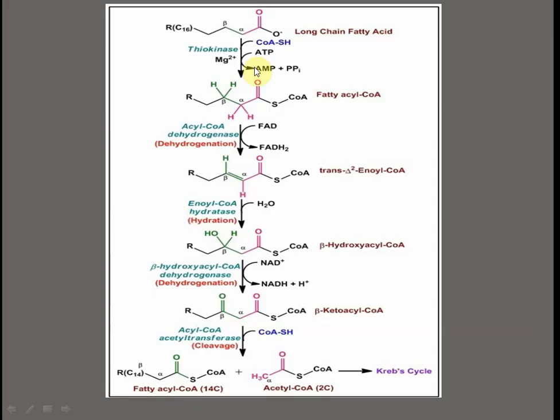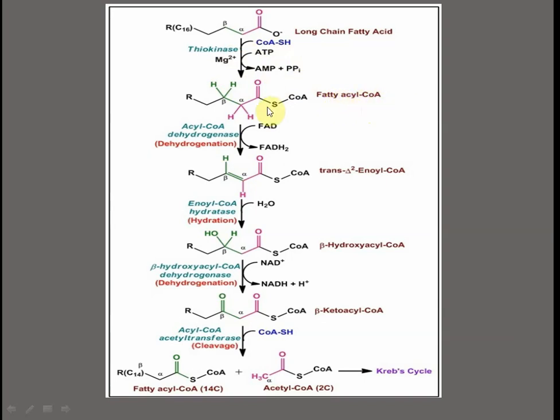Let us look at the process of beta oxidation. We take as an example a 16 carbon chain. You see, this is a long chain fatty acid where the beta carbon and alpha carbon are also there. With the help of the enzyme thiokinase and cofactor magnesium, coenzyme A, ATP is converted to AMP, that means 2 ATP is consumed, and this fatty acid is converted to fatty acyl CoA.